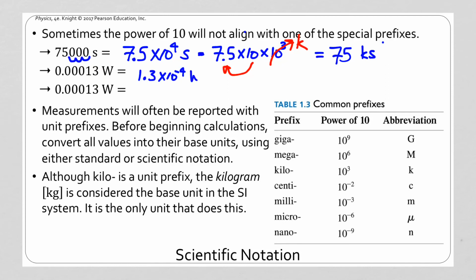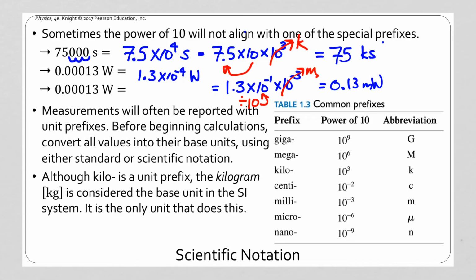I have 1.3 times 10 to the negative 4 watts. 10 to the negative 4 is also not one of my powers of 10, so I could break that up and make that times 10 to the negative 1 times 10 to the negative 3. 10 to the negative 3 is milli. And now I have a spare 10 to the negative 1. 10 to the negative 1, remember, means we are dividing by 10. And so 1.3 divided by 10 would be 0.13 milliwatts.